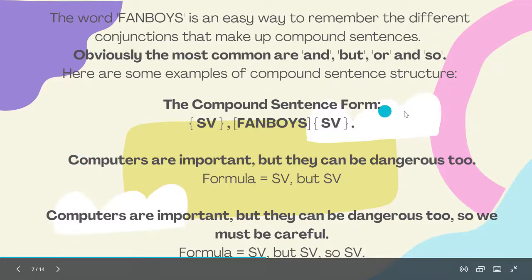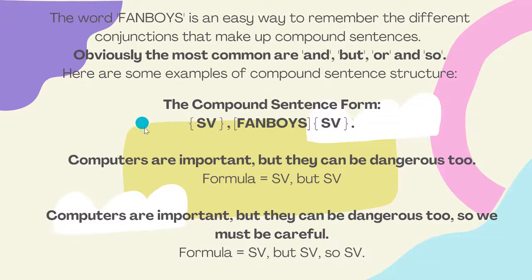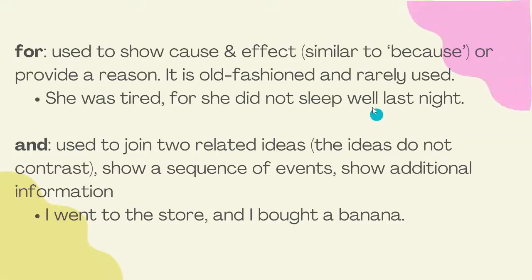Now let's see about the meaning of these FANBOYS. Okay, let's see. The first is for, used to show cause and effect, similar to because. Okay, so for here also has the same meaning as because, or provides a reason. It is old-fashioned and rarely used. For example, she was tired for she did not sleep well last night.